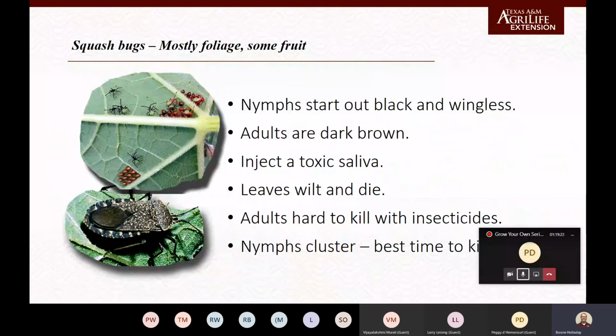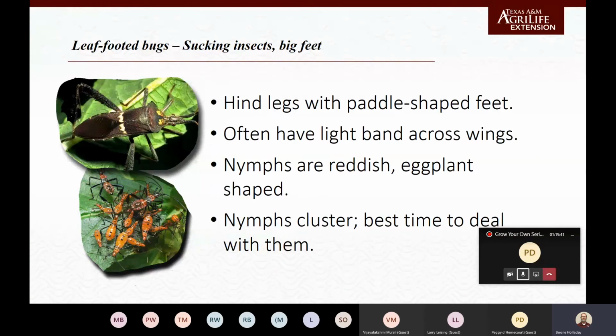Squash bugs are in the same family. You can see the same geometric shape to them as they become the adult, and then they just move around and cause a lot of plant damage. Leaf-footed bugs, again, these are a type of stink bug, characteristic of their longer legs, and they tend to fly around more in the garden. You can see the nymph phase at the bottom. They're orange or yellow in color, and they tend to be clustered together. You'll see a whole gang of them in one spot there.